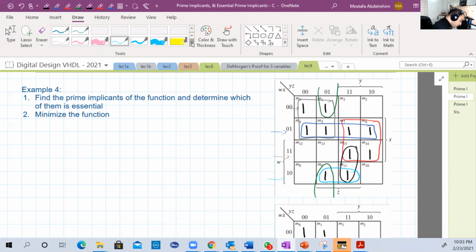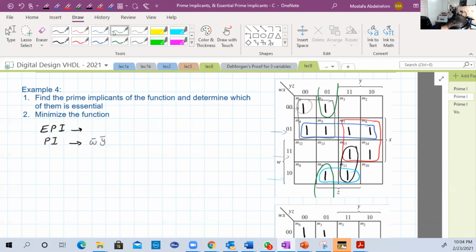Now which is prime, which is essential prime implicant and which is just a normal prime implicant. Okay, so let's start with the gray one. The gray is essential because this one here doesn't belong to any other group. So this would be W bar, X is changing, Z is changing, Y bar.